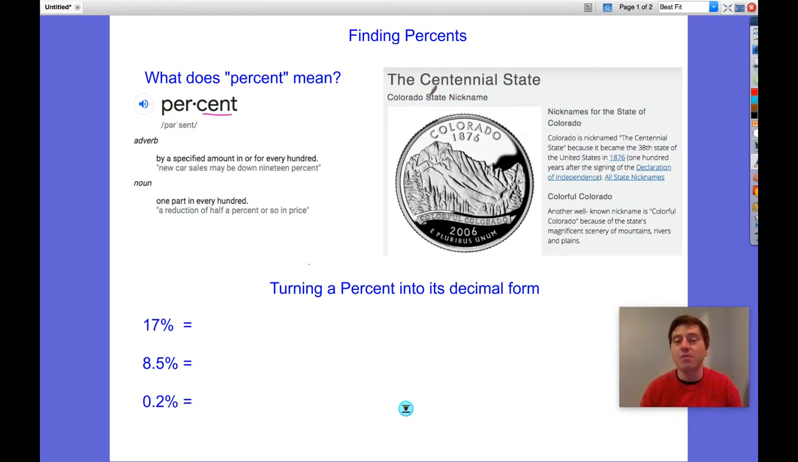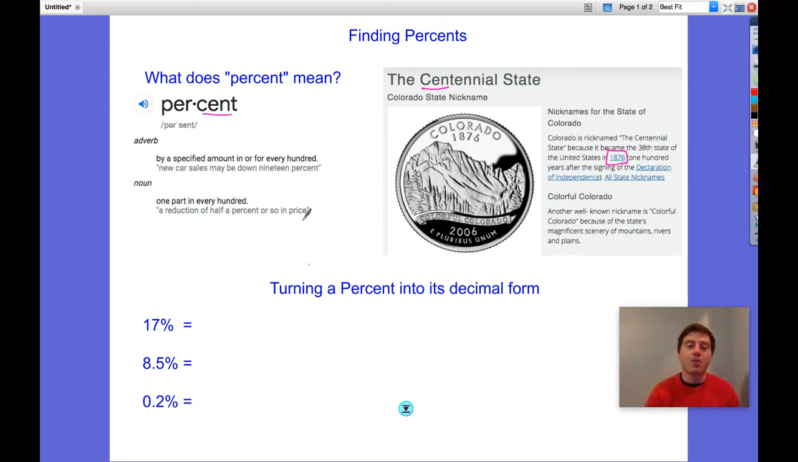Like centimeter would mean 100th. Centennial State, that's Colorado. Why are we called that? It's because we became a state on the 100th birthday of the United States. So that is where that comes from. You hear it is called the Centennial State.